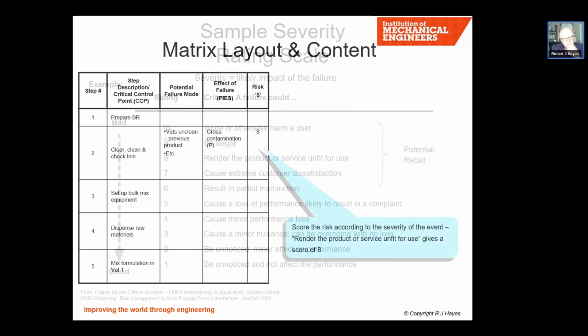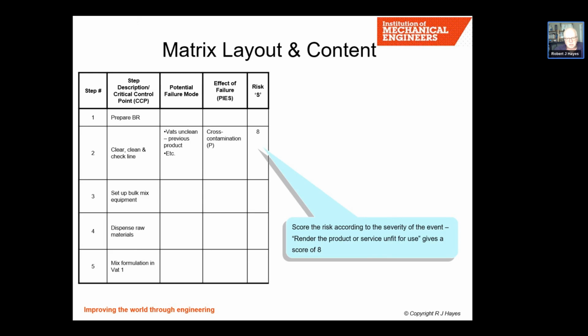Now, in our instance, if our vessels are cross-contaminated, that's going to give us an 8, and that would render the product or service unfit for use. And you'll have seen on the previous slide that I showed the top 4 are likely to end up in a product recall of some sort, either enforced or voluntary.